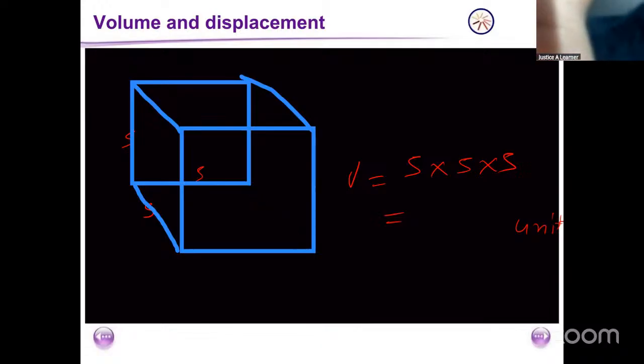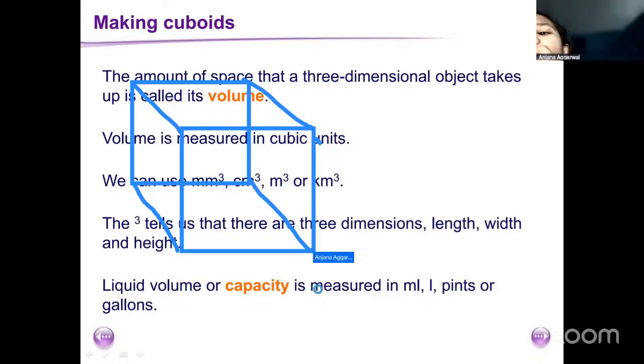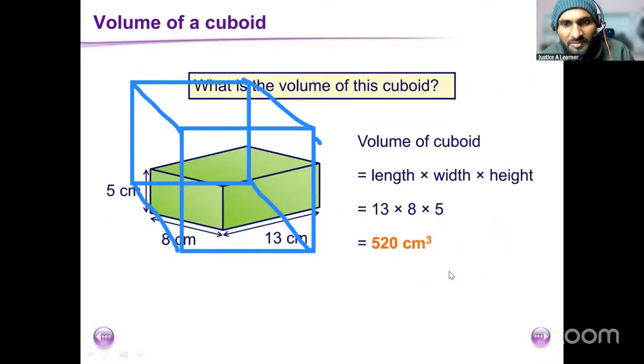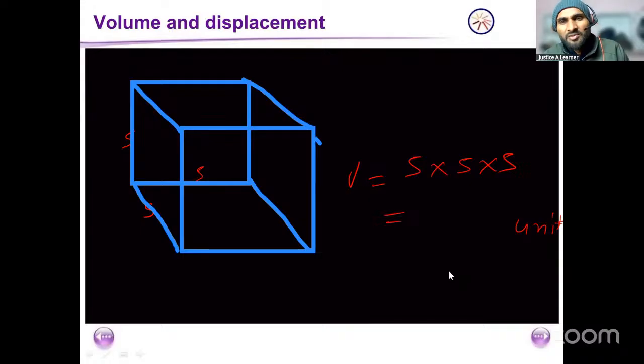So that's what we already covered in this theory here. You see millimeter cubed, centimeter cubed, meter cubed, and kilometer cubed. Sometimes we will have milliliter, liter, right? Pints or gallons. So that can also be used. I didn't understand what pints and gallons are. There are some other units, advanced mathematics, so don't worry about that. We do not need that.